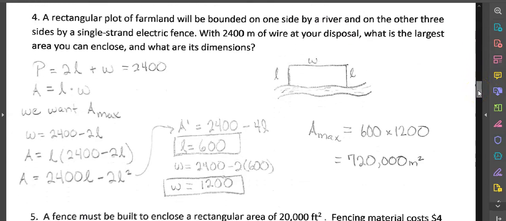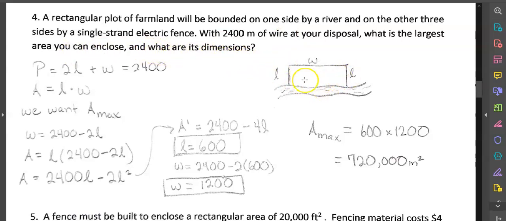Number 4 is when it starts to help if you draw pictures to aid you in solving your problems. So it says a rectangular plot of farmland will be bounded on one side by a river and on the other 3 sides by a single-strand electric fence. You have 2,400 meters of wire at your disposal. What is the largest area you can enclose and what are its dimensions?